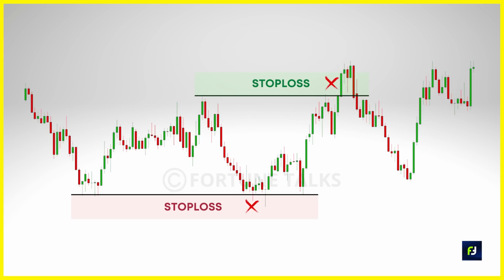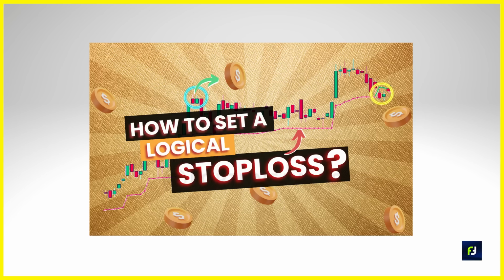Are you one of those traders who is tired of placing stop losses that get triggered again and again, only to see the price move in the exact same way that you wanted it to move? It's quite frustrating actually. I have already talked about the concept of placing a logical stop loss for your trades.